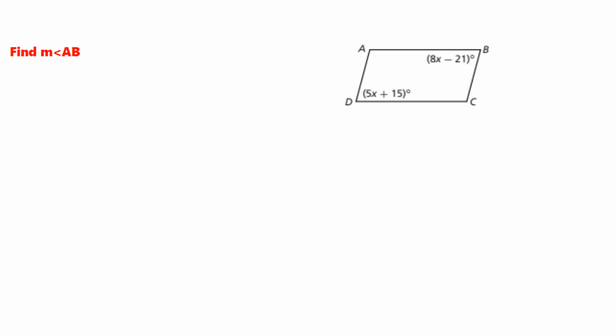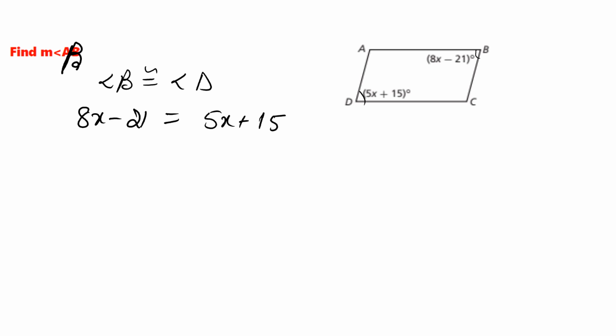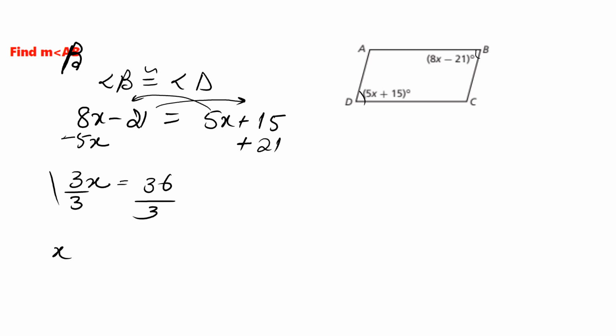Next question, find angle B. Now you know that the opposite angles of a parallelogram are congruent to each other. So angle B is congruent to angle D. Angle B is 8x minus 21 and angle D is 5x plus 50. So bring the 5x to the other side, gives you negative 5x. So it is 3x minus 21. Bring it to the other side, it gives you plus 21, which gives you 36 on the other side... Divide both sides by 3, you will get 12.